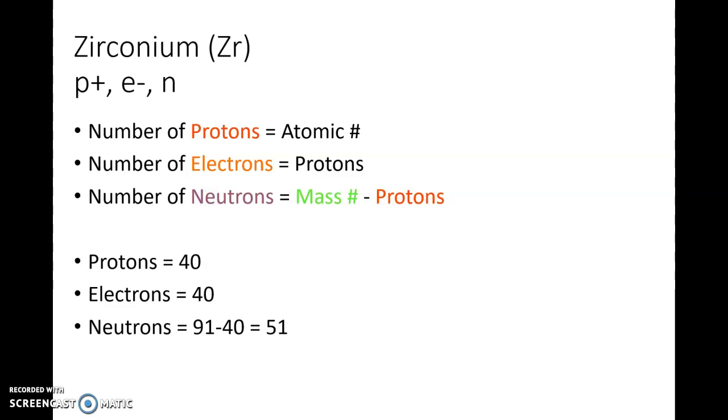Zirconium is atomic number 40. So it has 40 protons, 40 electrons. The mass number for zirconium is 91. We take 91, we subtract the atomic number, and we get 51 for the number of neutrons.